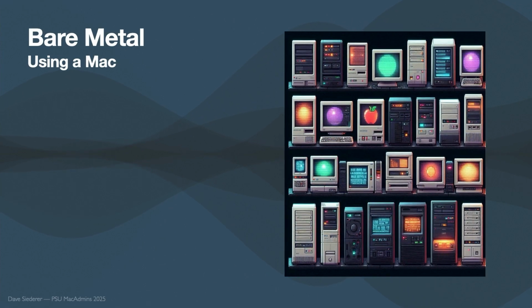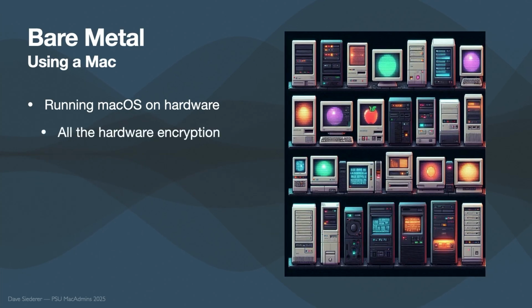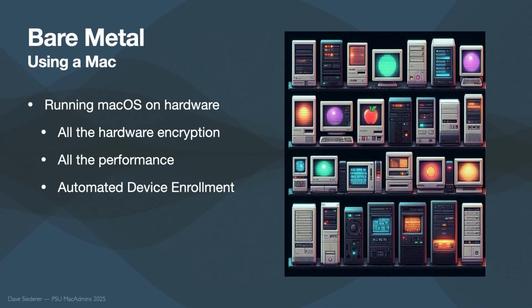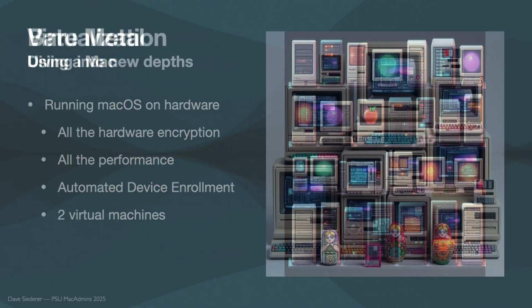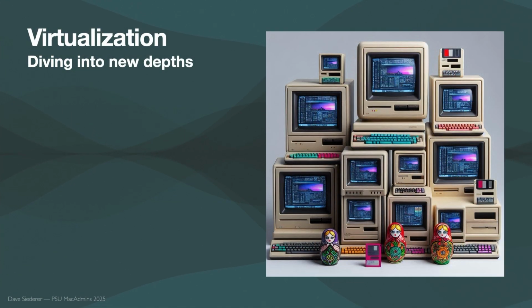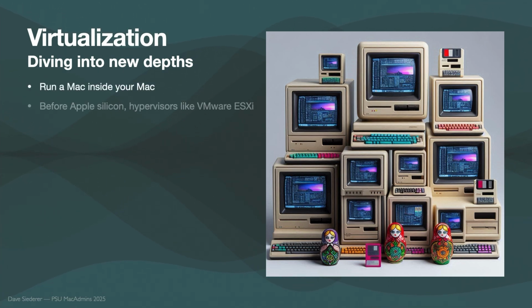Now, using a Mac, again, something we're very familiar with. You're running macOS on Mac hardware. All the hardware encryption that you get from FileVault, all the performance that you would get from the raw machine, automated device enrollment, as you know and love, and 2 virtual machines running on top. So virtualization, what is this? This is running a Mac inside of your Mac.